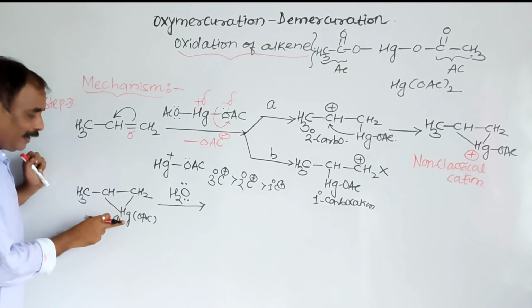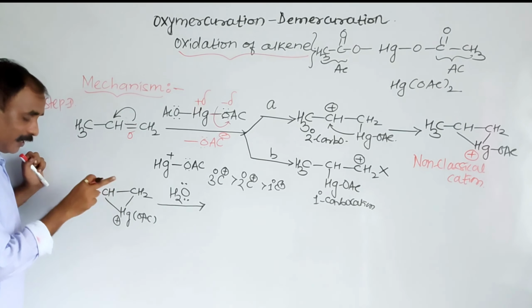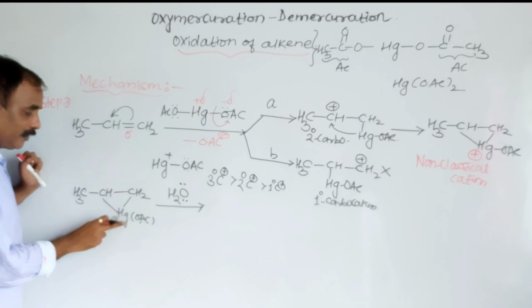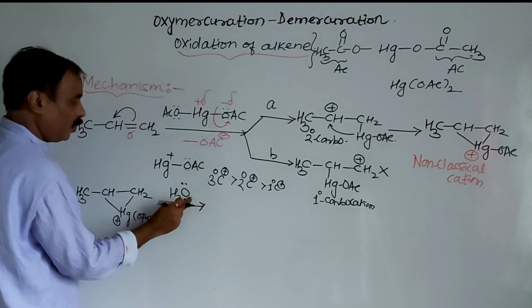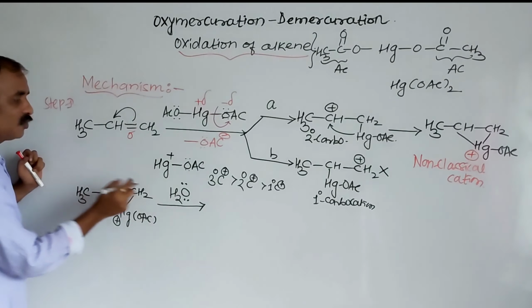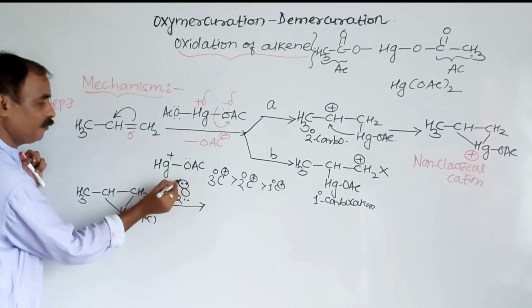And when this mercuric acetate, a part of this cation of mercuric acetate, gets attached to the non-terminal carbon, here formation of primary carbocation. And this is unstable. So definitely this is more stable. So attack of water on this non-terminal carbon. So here attack of water molecule on this carbon.